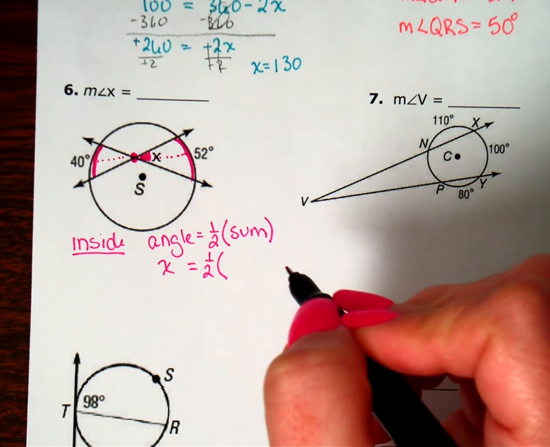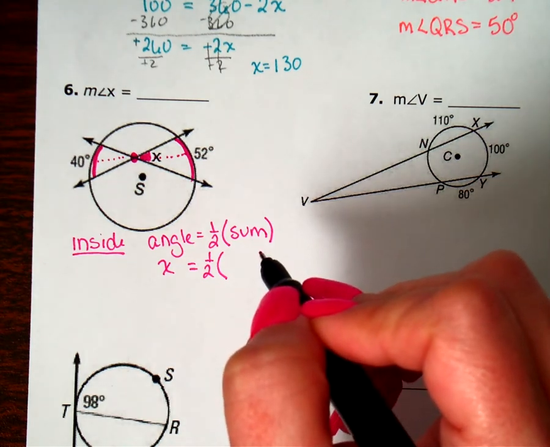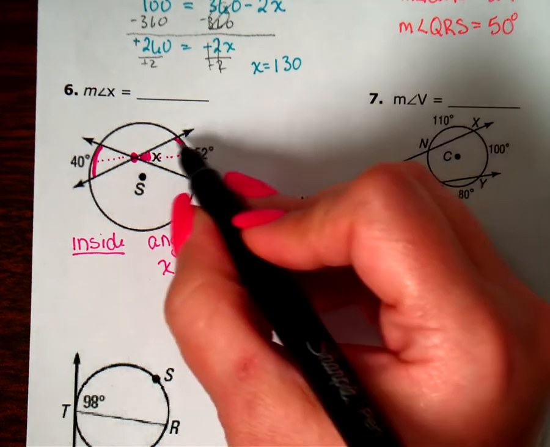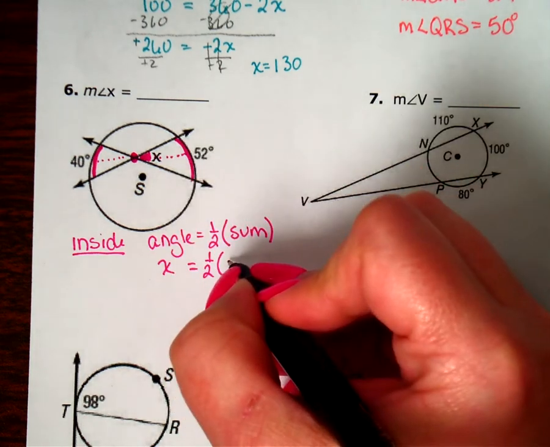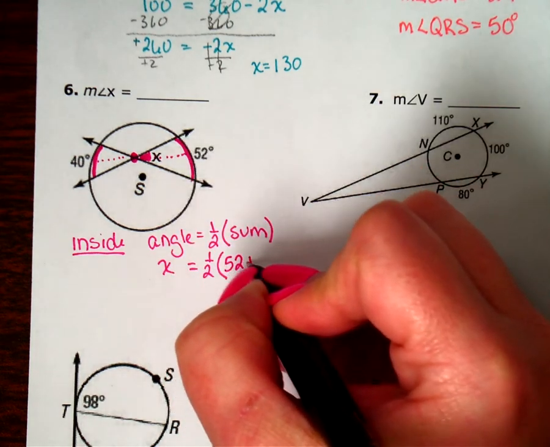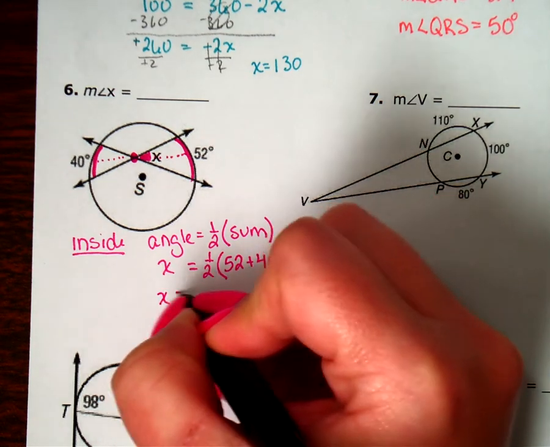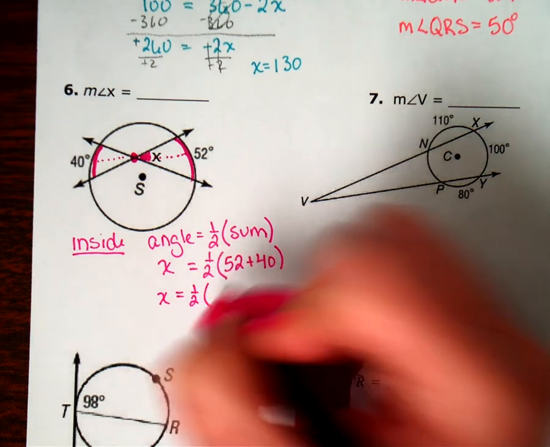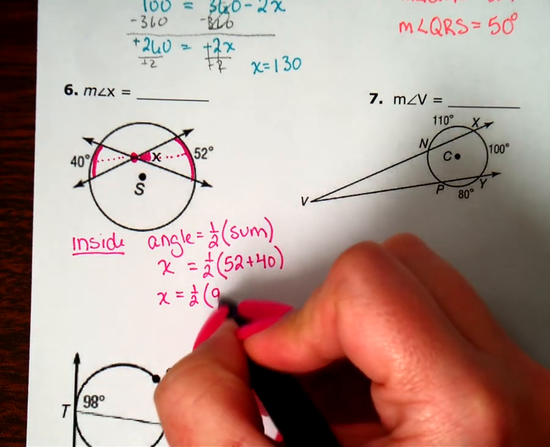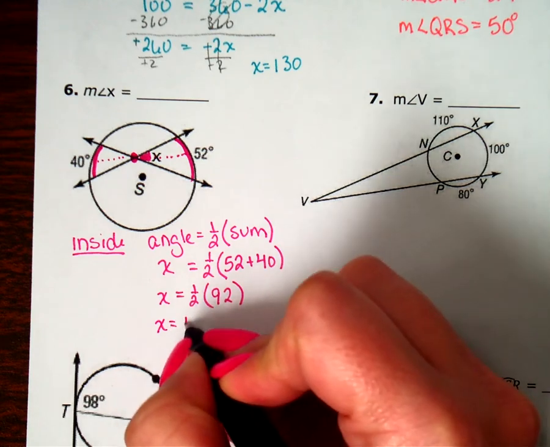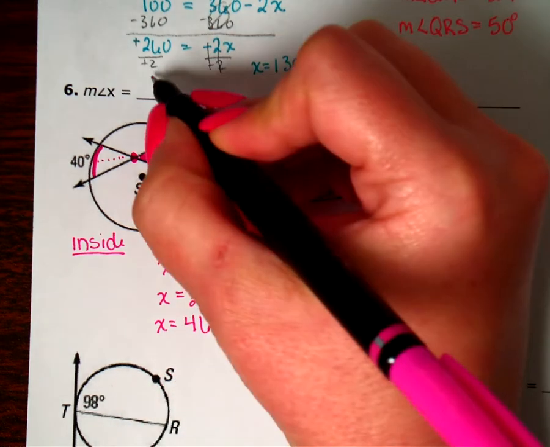1/2 the sum. When we subtract, we have to put the bigger angle in first. It's always the angle that's further away. You don't have to do that when you're adding together, but if you know both of them, it doesn't hurt to put the bigger one in first. So that angle x is going to equal 1/2 of 52 plus 40, which is 92. So x is going to be 46 degrees.